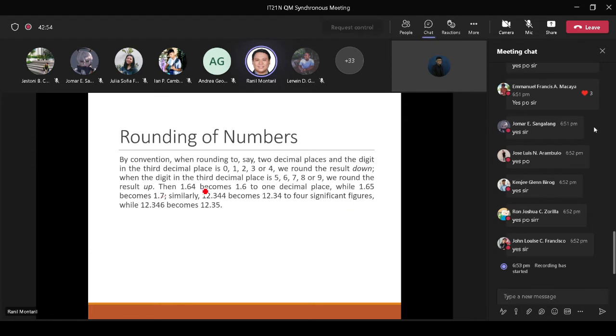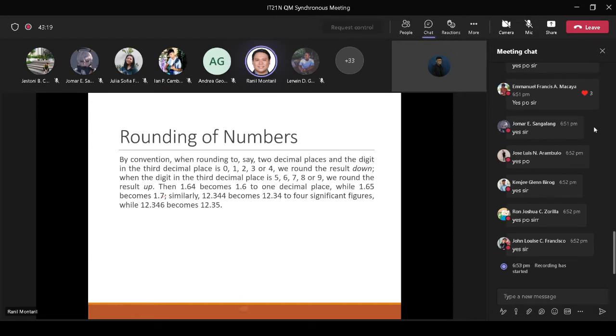For significant figures, we just count the number of significant figures. So from here to here, the 4 will be truncated. So 12.34, and here the next number after 4 is 6, so therefore it will become 12.35. I know that everybody knows this now.